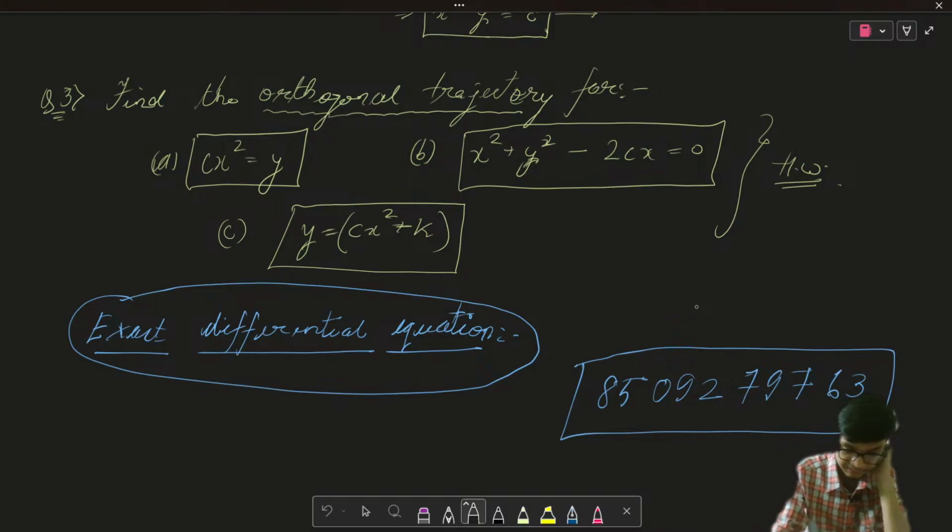So in today's class, this will be the last class on differential equations, where we're going to discuss the exact differential equation, and after that we're going to start discussing the solutions of some previous year JEE Mains problems on the topic of differential equations, right?